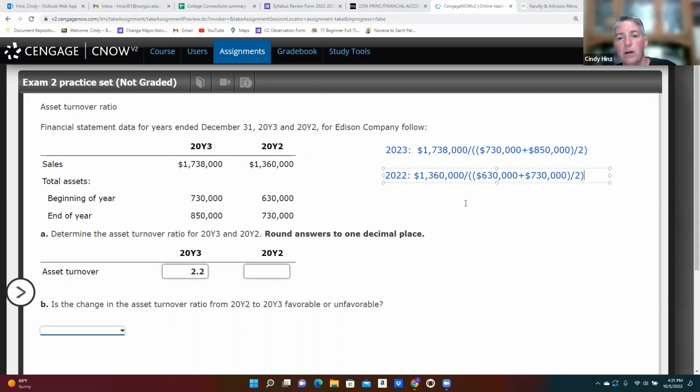There, all my parentheses are in there where I needed them. We can see that our sales went up from 2022 to 2023, but at the same time, we can see that our assets also went up pretty significantly. So we need to do this calculation to see, basically, did we use those extra assets we had to great advantage? Did we make good use of those assets and produce more sales with them?